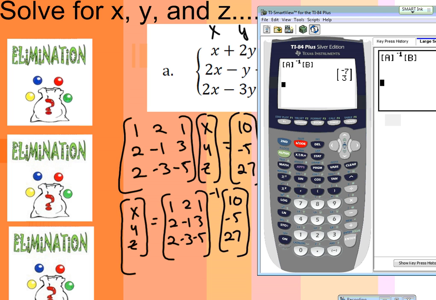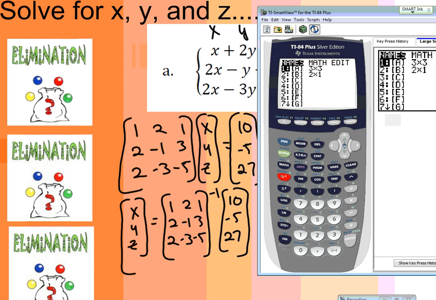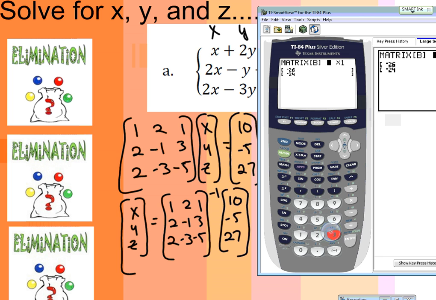So now quit. Let's make a second matrix. So go second, quit, second matrix, over to edit. I want B this time, and I want this to be a 3 by 1. I'm going to go 10, negative 5, 27. Just like that. Okay, hopefully you're getting pretty good with that. If not, come talk to me.